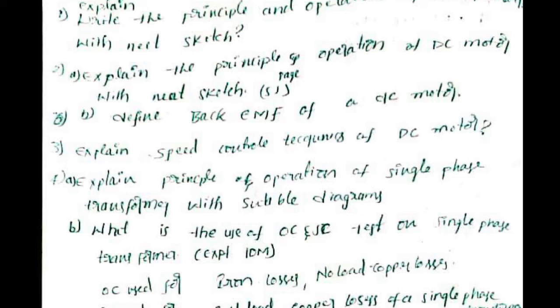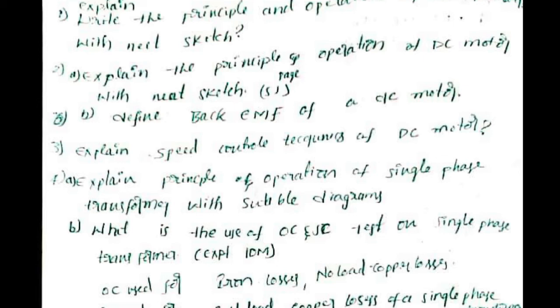Define back EMF. What is back EMF? The motor produces a back EMF. The significance of back EMF is Eb equal to V minus IaRa. Without back EMF, the motor draws heavy current. Eb equal to phi Z N P by 60A. The generated EMF in the motor is called back EMF, which opposes the supply voltage. Eb equal to phi Z N P by 60A, or Eb equal to V minus IaRa, from KVL.